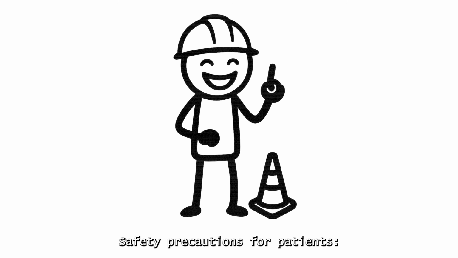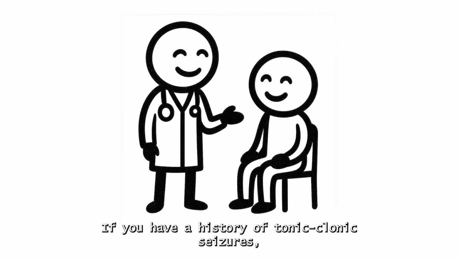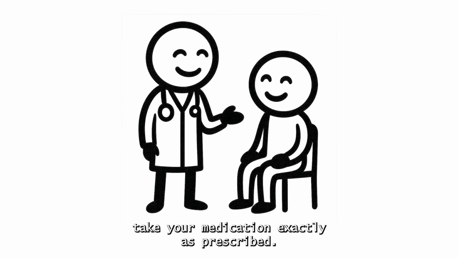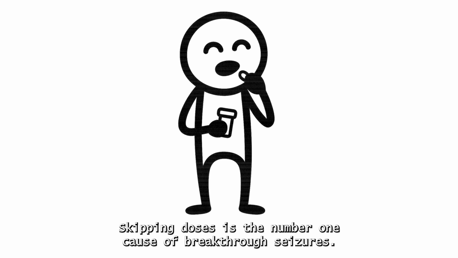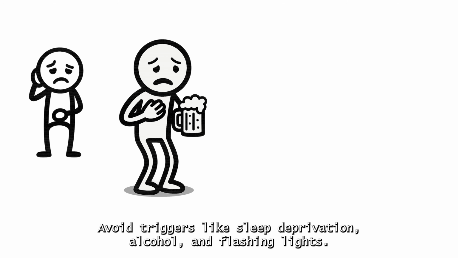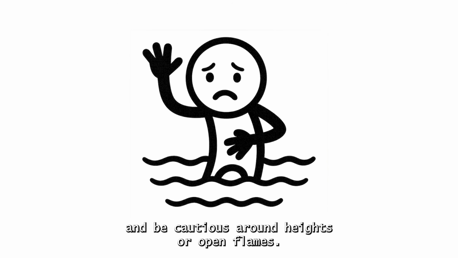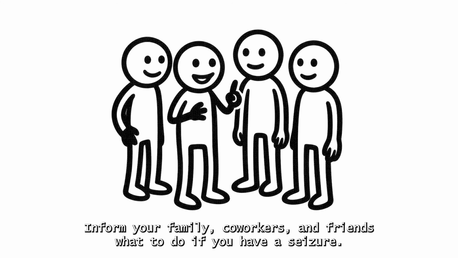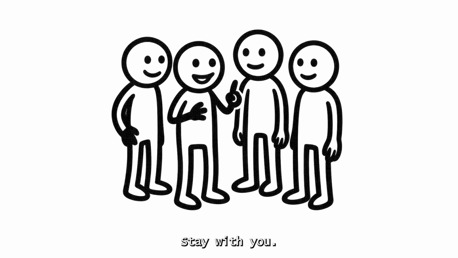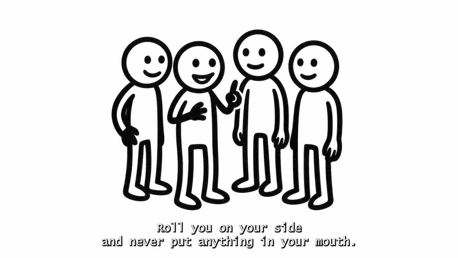Safety precautions for patients. If you have a history of tonic-clonic seizures, take your medication exactly as prescribed. Skipping doses is the #1 cause of breakthrough seizures. Avoid triggers like sleep deprivation, alcohol, and flashing lights. If you're photosensitive, don't swim or bathe alone, and be cautious around heights or open flames. Inform your family, coworkers, and friends what to do if you have a seizure. Stay with you, roll you on your side, and never put anything in your mouth.